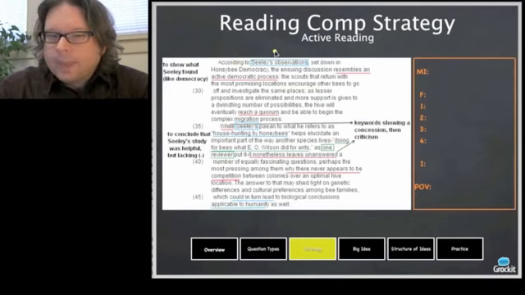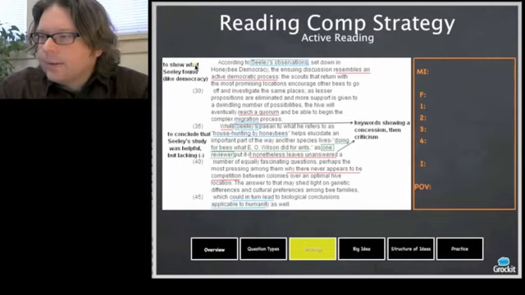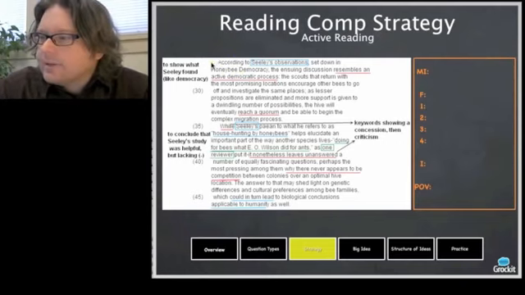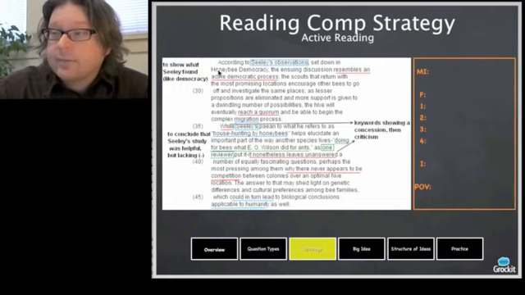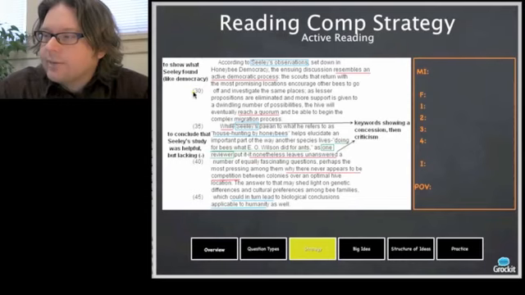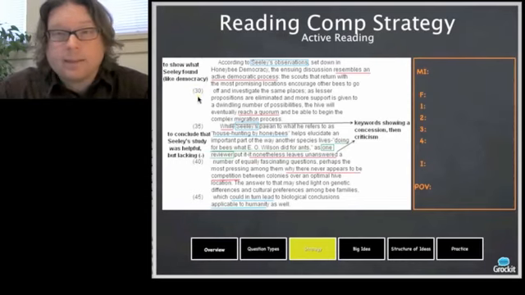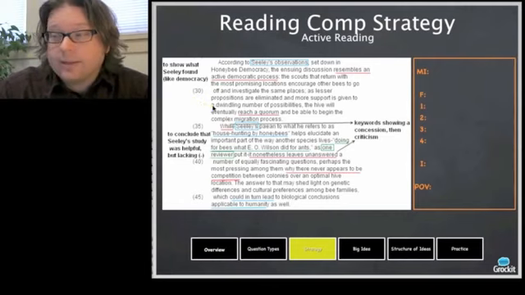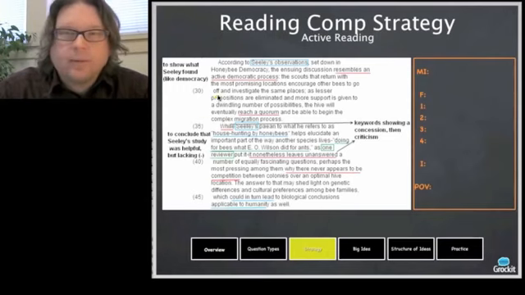And so we'll just finish up this passage. According to Seeley's observations set down in Honeybee Democracy, the ensuing discussion resembles an active democratic process. The scouts that return with the most promising locations encourage other bees to go off and investigate the same places. As lesser propositions are eliminated and more support is given to a dwindling number of possibilities, the hive will eventually reach a quorum and be able to begin the complex migration process.